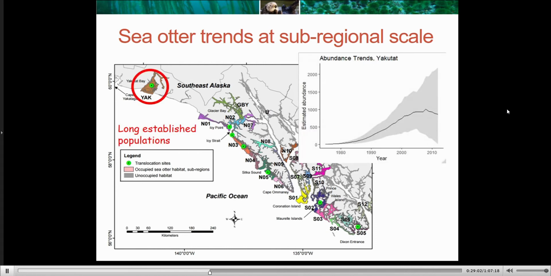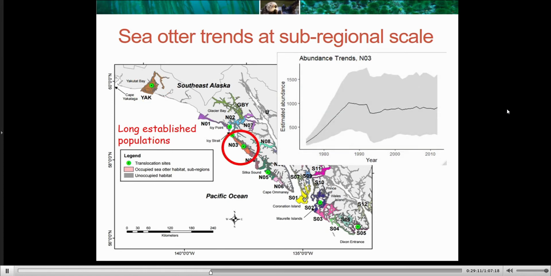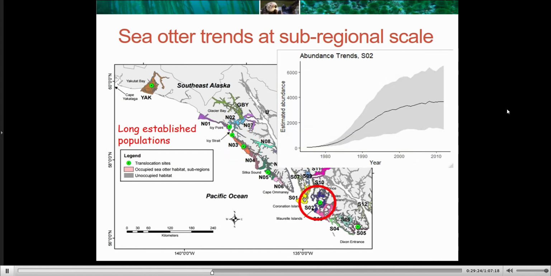So Yakutat, again, you see initial exponential increase, but then leveling off over the last decade or so. The area just north of Sitka Sound, a similar sort of pattern, a bit more jagged. And again, these are estimates based on a variety of different surveys, both skiff surveys and comprehensive aerial surveys that have been pieced together. And then in southern Southeast Alaska, a similar sort of thing, rapid growth, but then eventually leveling off. It's the Maurelle Islands area, one of the translocation sites.